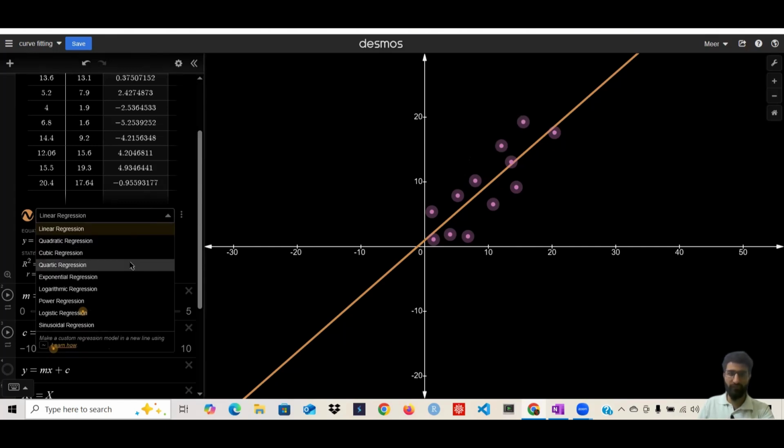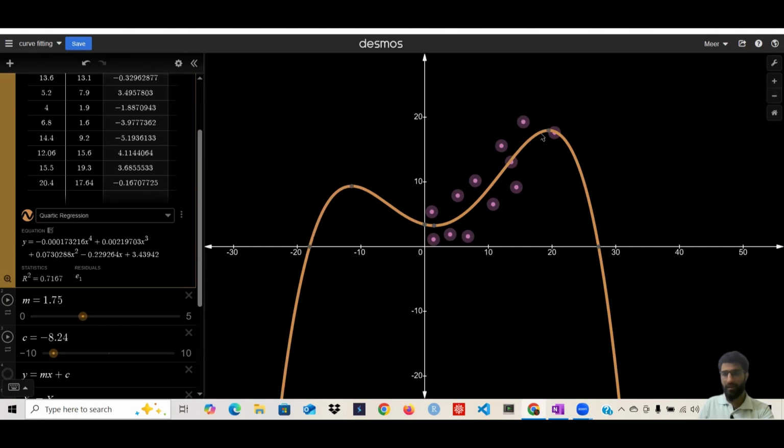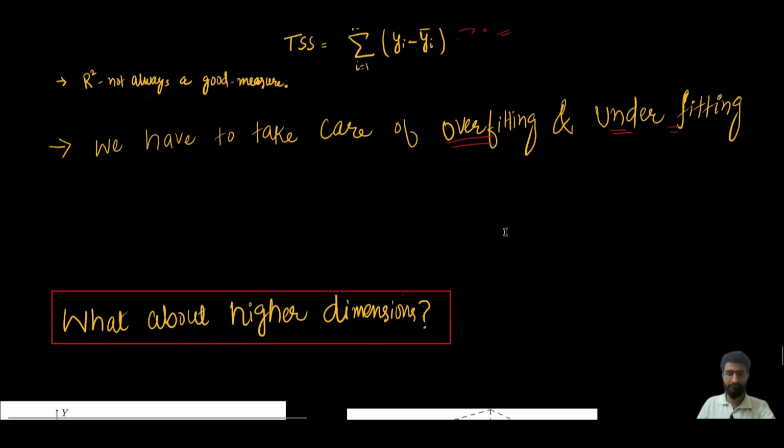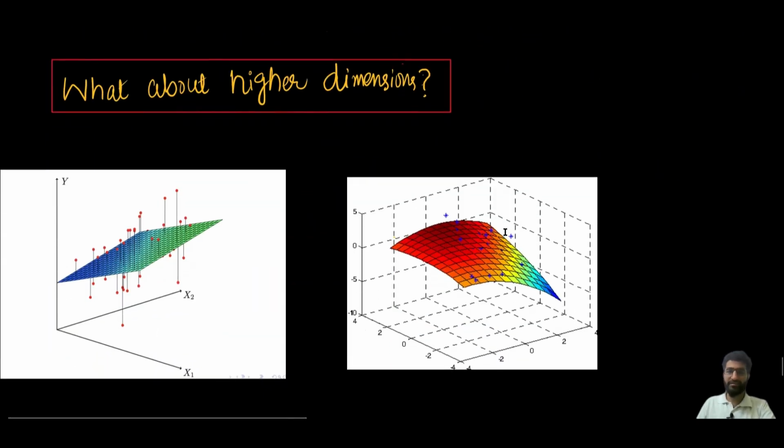In the case of quartic, the fourth degree polynomial, it's doing the overfitting. So we have to be very careful at the time of fitting the curves. We may also have cases where our model is performing very poorly. That's called underfitting. So what about higher dimensions?